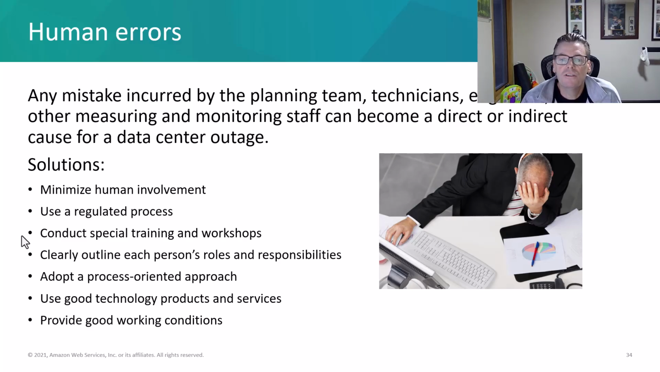All right, human errors, right? How do we minimize human mistakes? We try to automate as much as we can. We use a regulated process. Processes are probably number one, followed up by training, right? Make sure that people know how to follow the process. They're trained to use the equipment that we have, right? We want people to know what your role is.